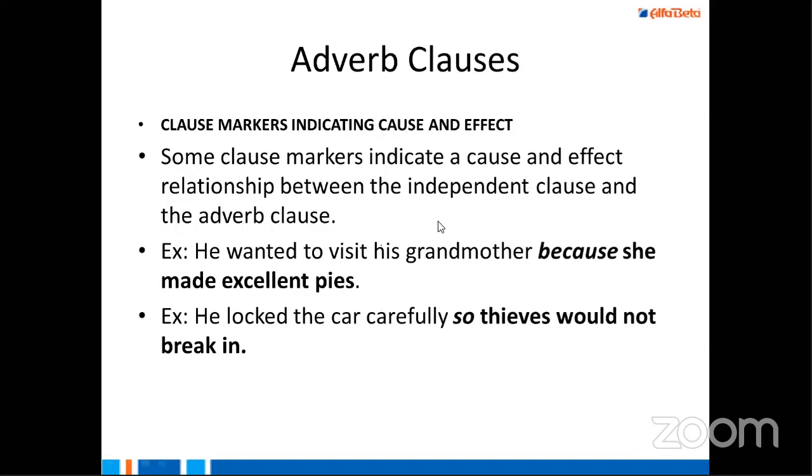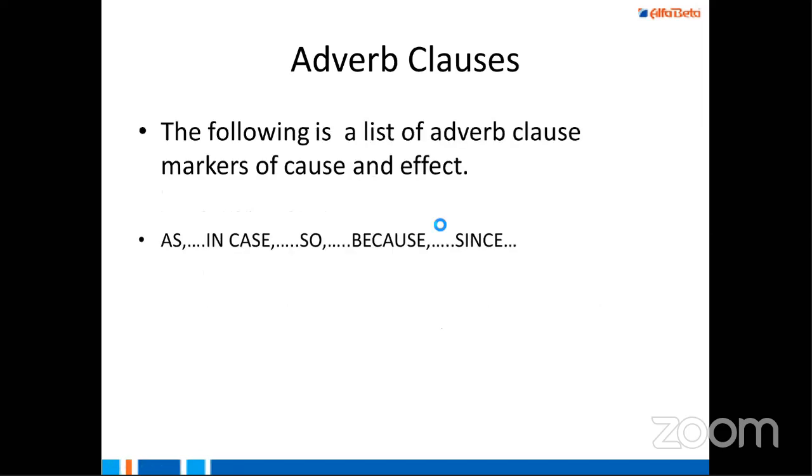The next kind of subordinate conjunction that introduces the adverb clause is the cause and effect subordinate clause. The cause and effect clause marker most commonly among these is because. Remember, because can start a sentence. Because he didn't study, he failed the exam. Because can be in the middle also when the adverb clause takes the second location. He failed the exam because he hadn't studied.